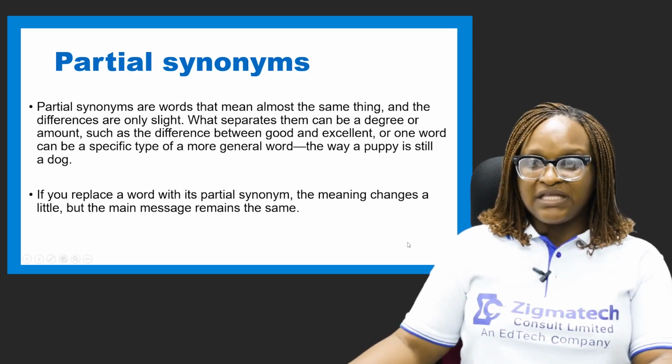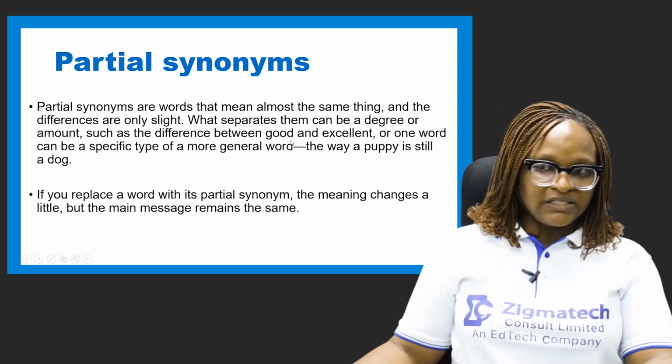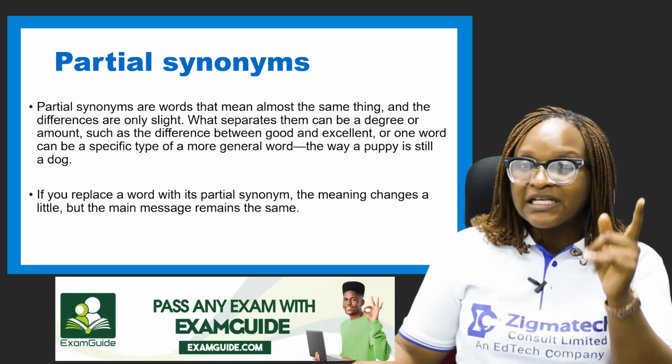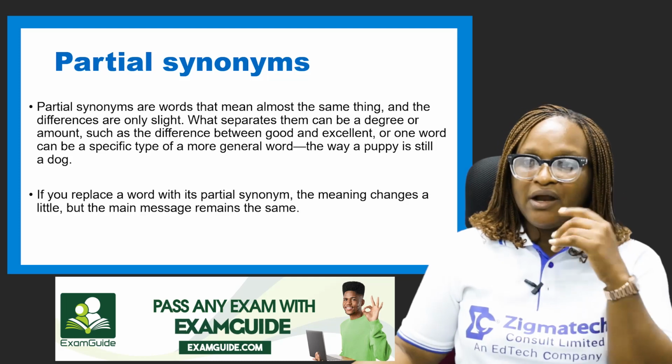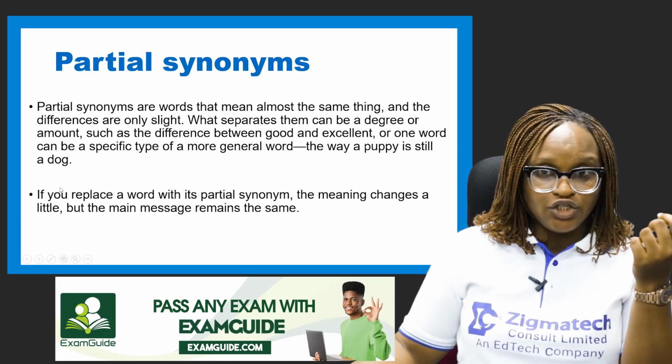So what separates them can be a degree or amount, such as the difference between good and excellent, exactly. Or one word can be a specific type of a more general word, the way a puppy is still a dog.